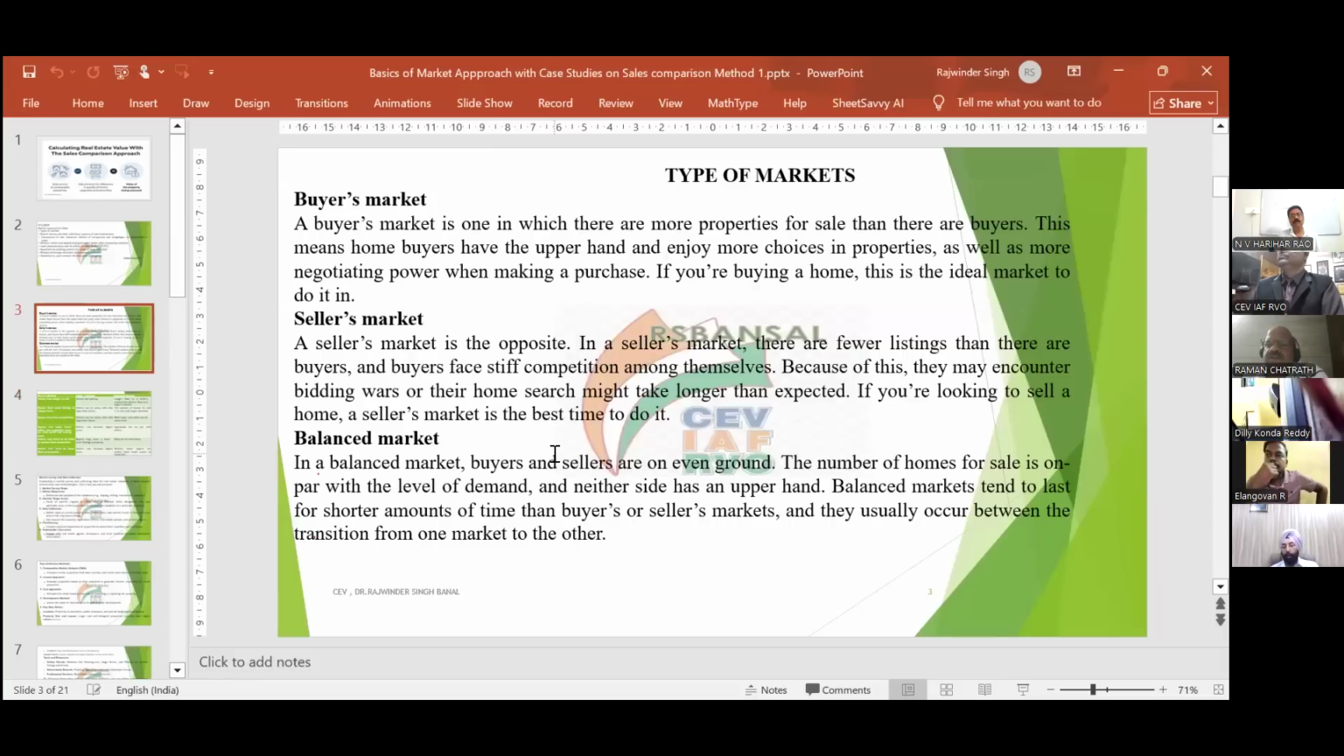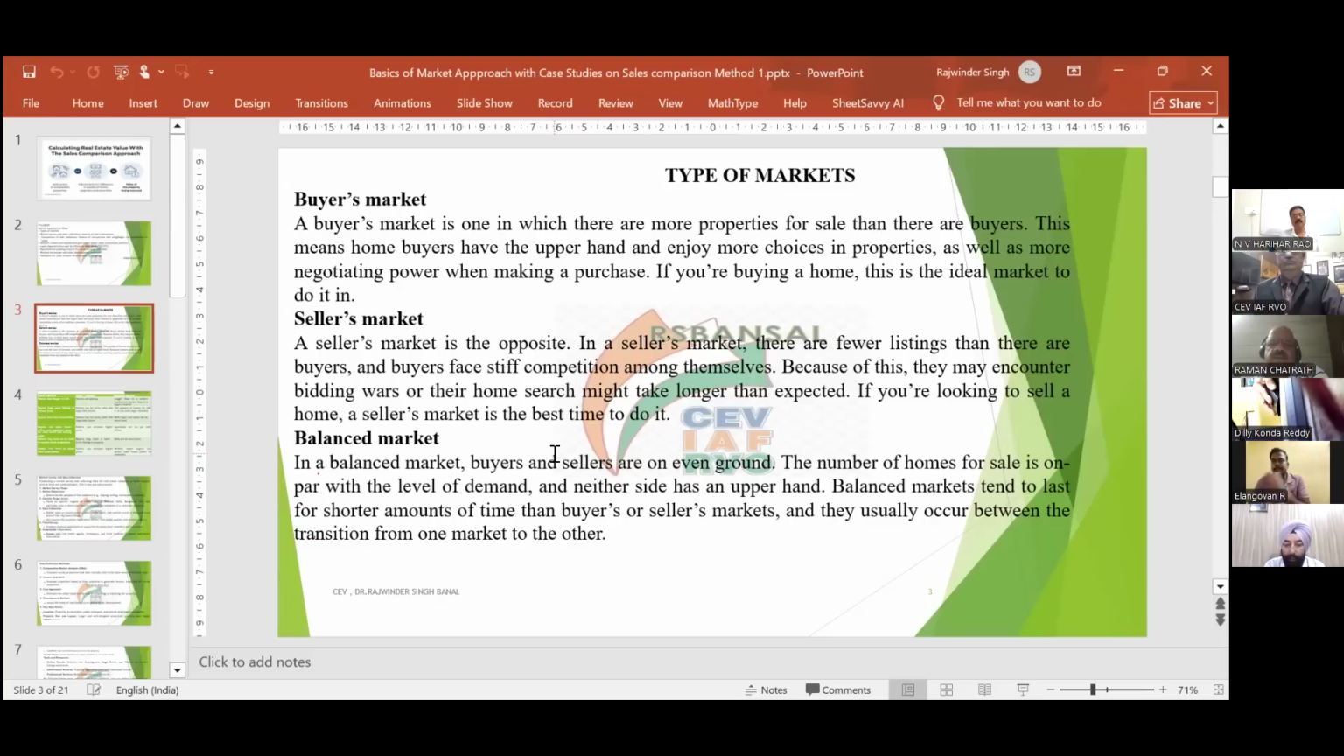Ramanji, yes, sir. Let us suppose you want to buy a property. There are 20 properties on sale. Do you have a choice among the 20 properties? You have to buy one property and you can buy any one of the 20 properties. Then it will be called a buyer's market, because you have a lot of choice. Buyers are fewer than the sellers, right? Okay.